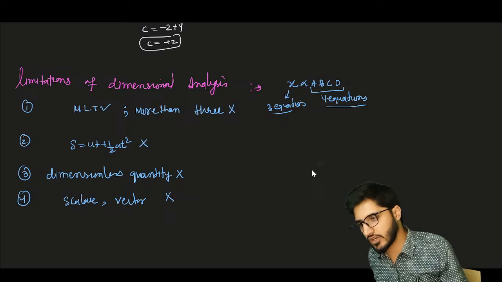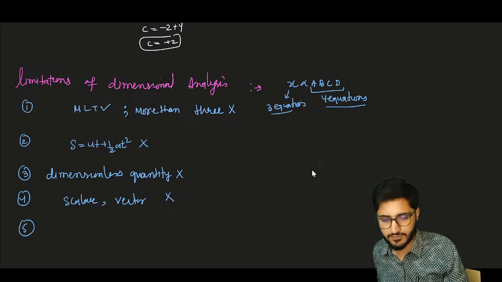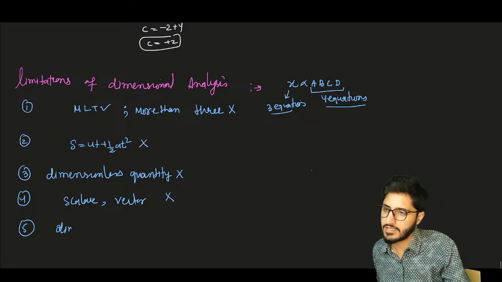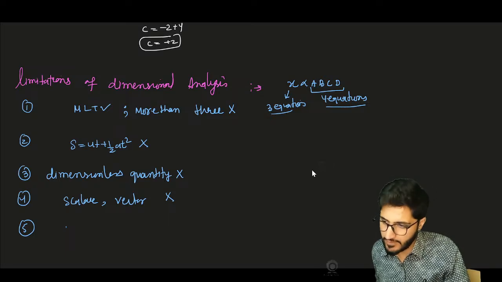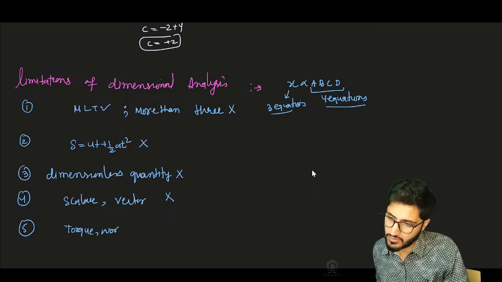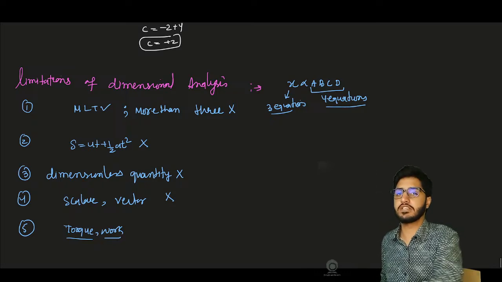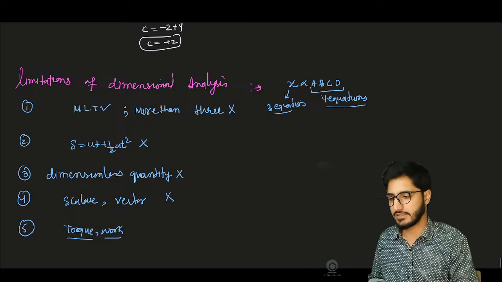Many physical quantities have the same dimensional formula. Just like we have work, and we have torque. These have the same dimensional formula, but we can't differentiate between these two on the basis of dimensional analysis.